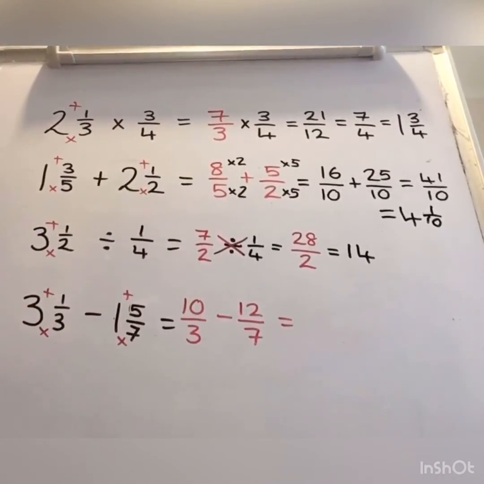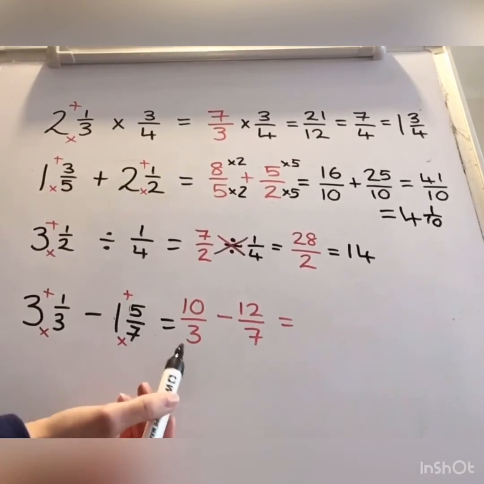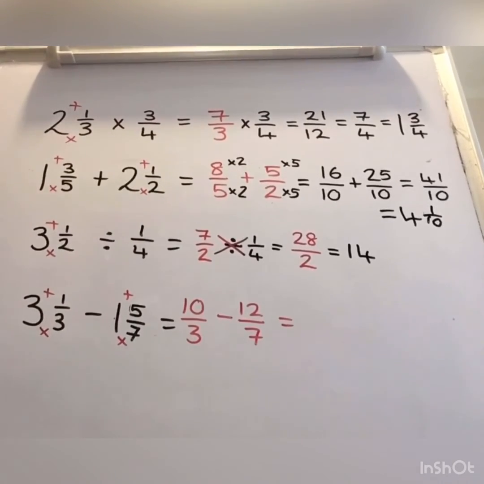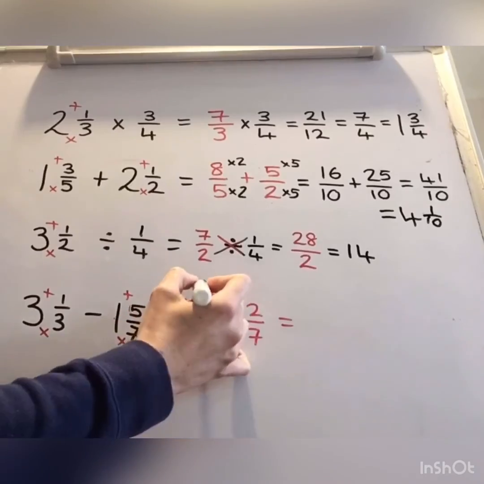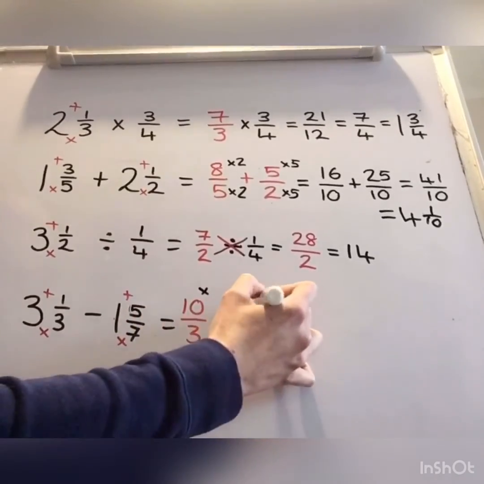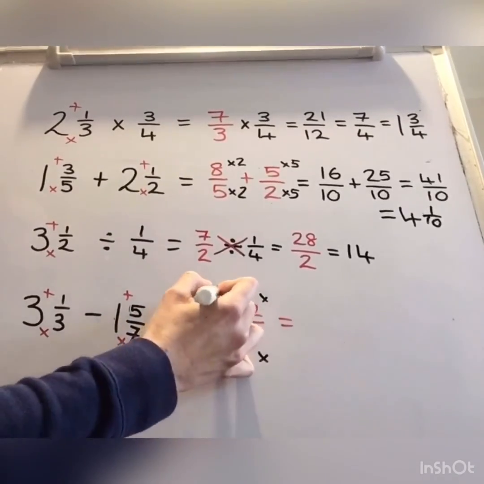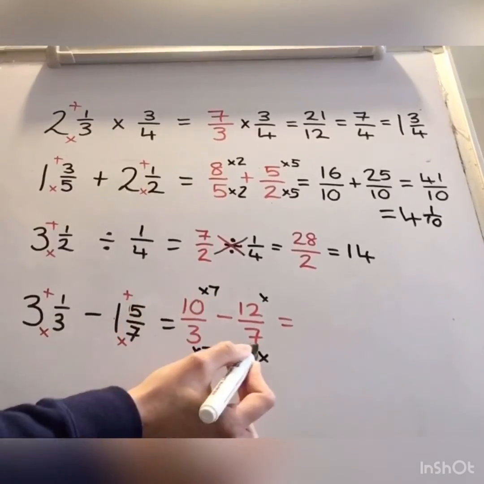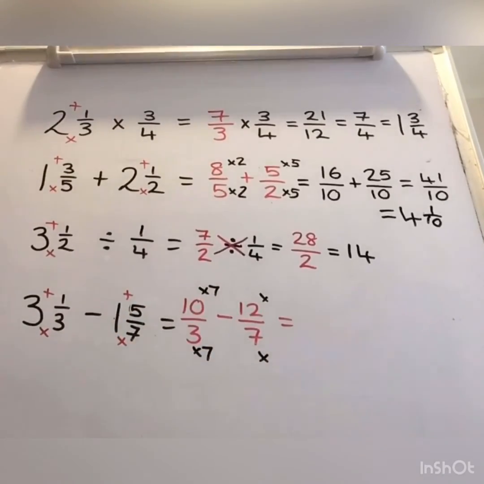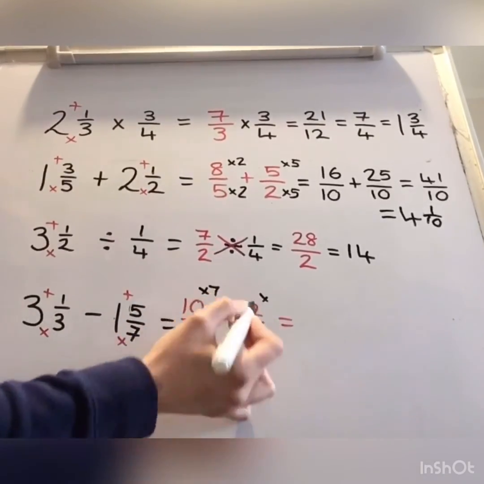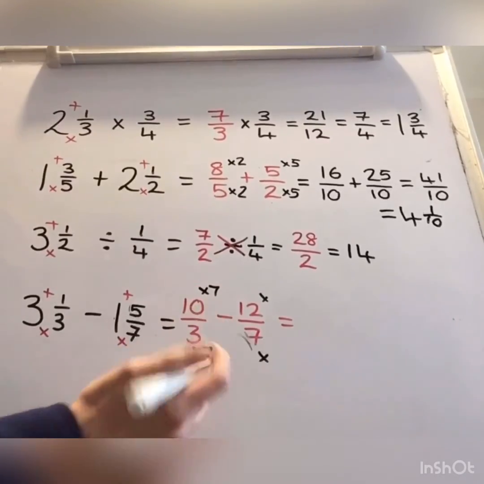Again, we don't have the same denominator, and unfortunately I can't do anything to 3 to make it 7. So again, I'm going to have to change both of my fractions in this case. So I times the first fraction by the second denominator, the 7. And I times the second fraction by the first denominator, which is the 3.